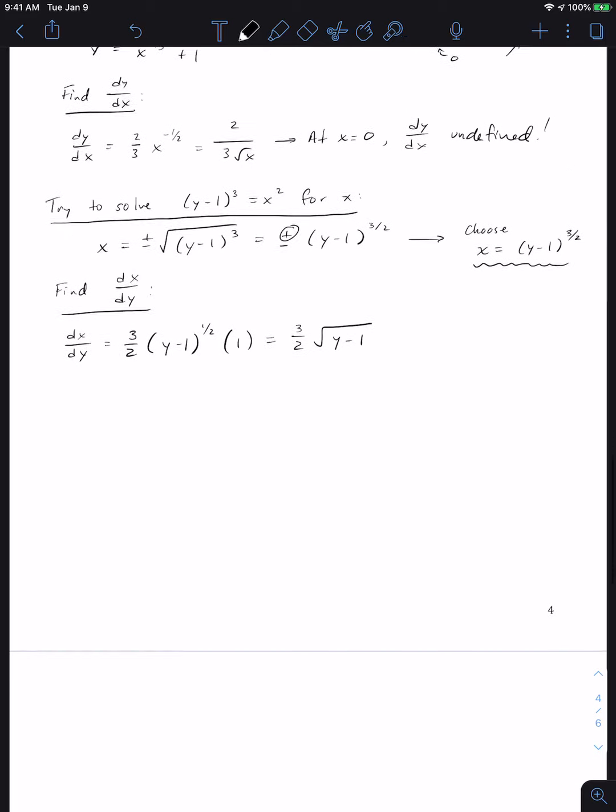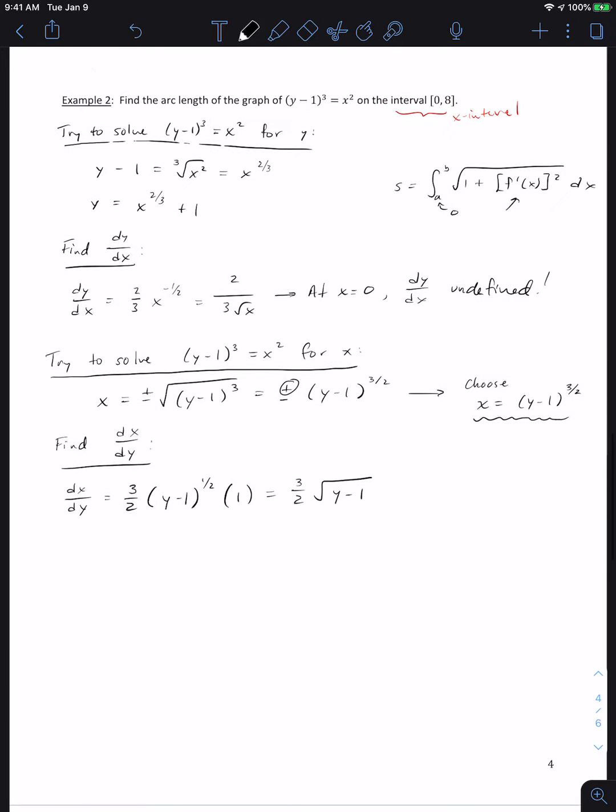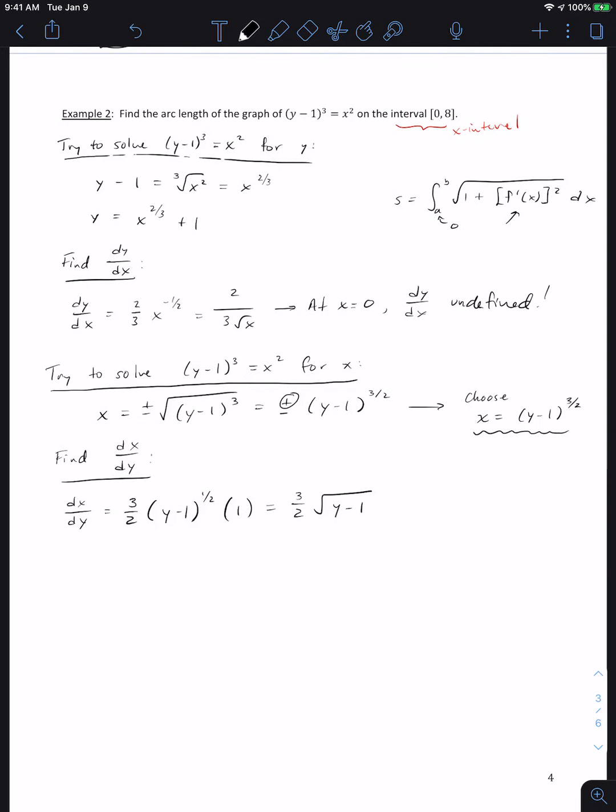Okay, so now remember, what am I trying to do? I'm trying to find my arc length, and remember my arc length formula is s equals the integral, and this time since it's in terms of y, I need to go from c to d of the square root of 1 plus my derivative squared dy. So what am I missing here? I need my start and finish. This x equals 0 and x equals 8 that we have won't work, right? Because everything's in terms of y.